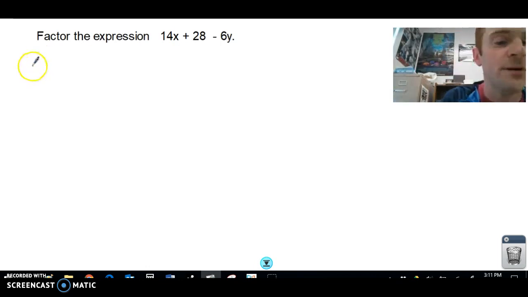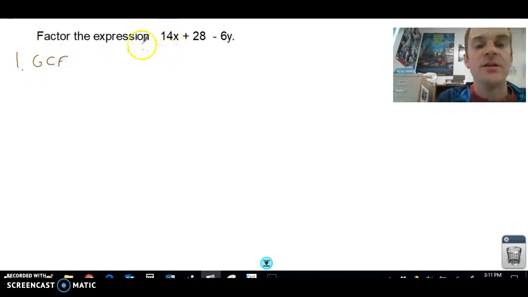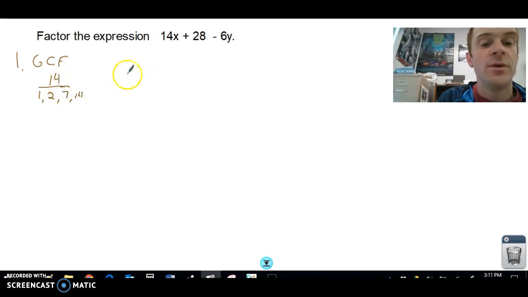Similar thing, step 1. What's the greatest common factor? So let's think. What are the numbers I can divide 14 by? I can divide it by 1, 2, 7, and 14. What are all the numbers I can divide 28 by? Well, I can divide by 1, 2, 7, 14, and 28.